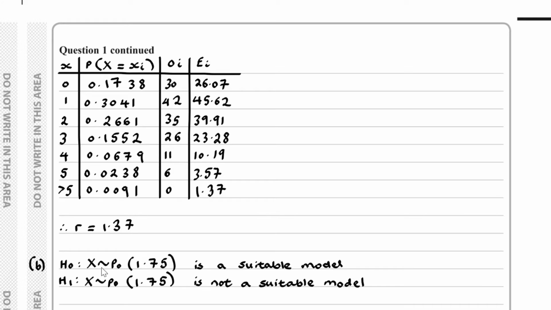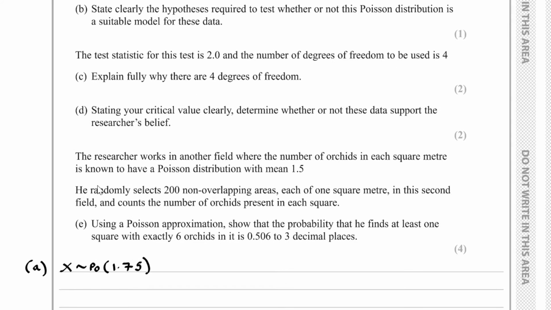So H0, this Poisson model is a suitable model, and for H1, this Poisson model is not a suitable model. Of course, H0 and H1 are the null and alternate hypotheses respectively. Now for part C, the test statistic for this is 2.0, and the number of degrees of freedom to be used is 4. We have to explain fully why there are 4 degrees of freedom.